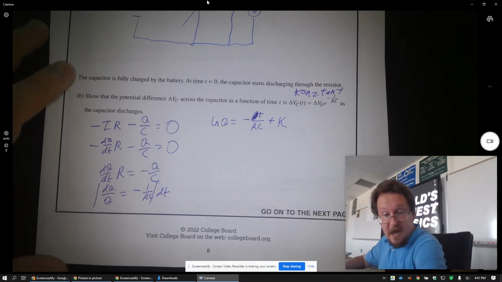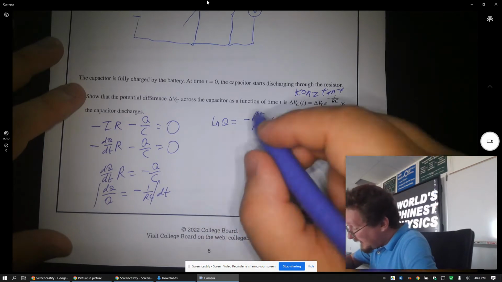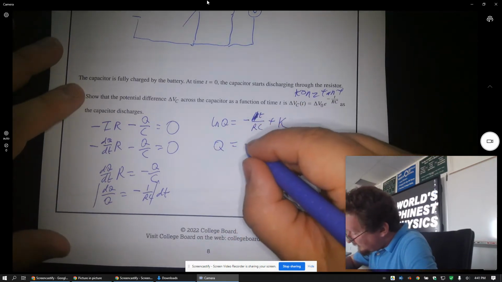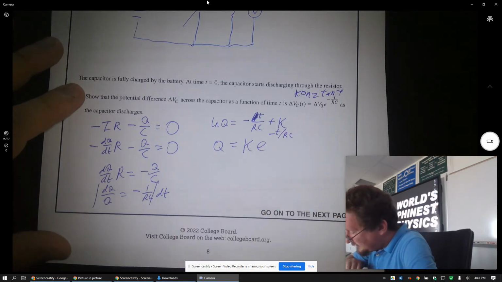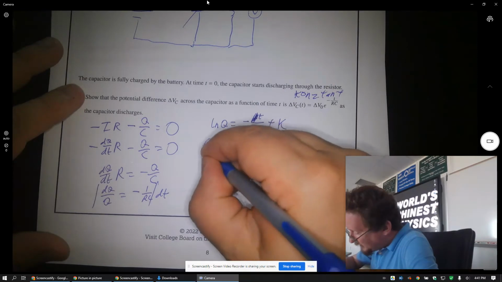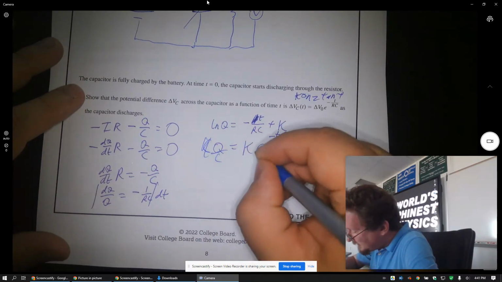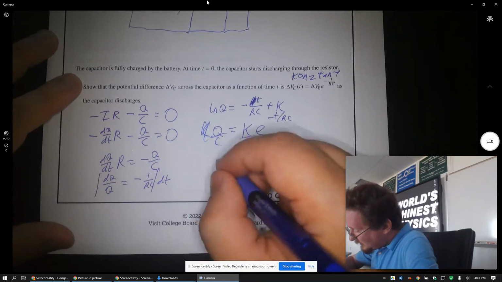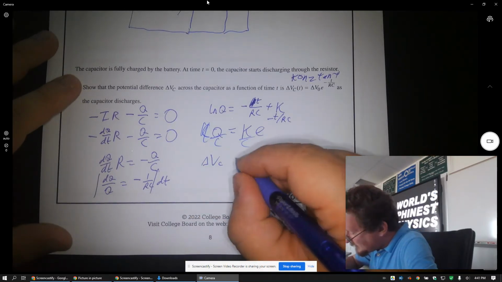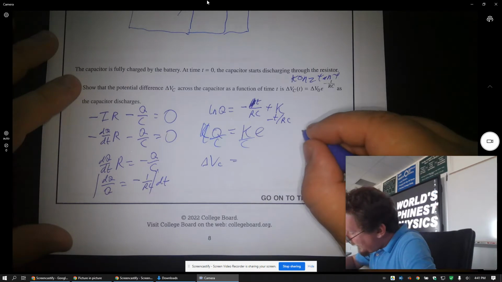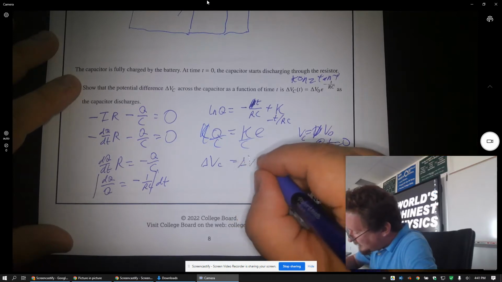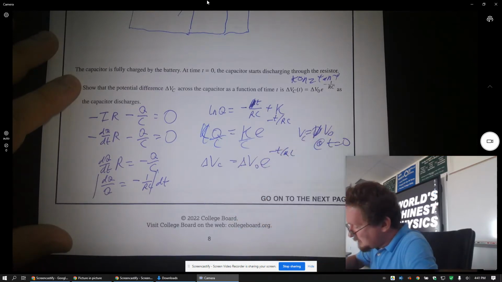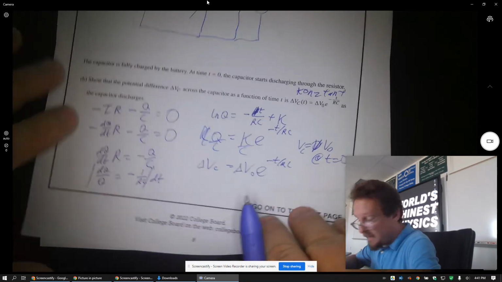We are going to be German today. So we have the constant here. And then we exponentiate both sides. And we figure out how to turn this into voltage. Well, if we divide both sides by the capacitance, then we get the voltage. So that's going to be the delta V on the capacitor. And then V is equal to V naught at time equals 0. So then we get V naught e to the minus t over RC. All right, QED.